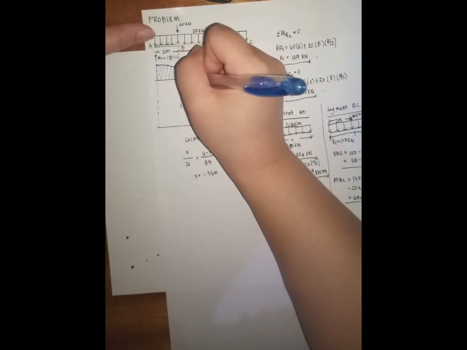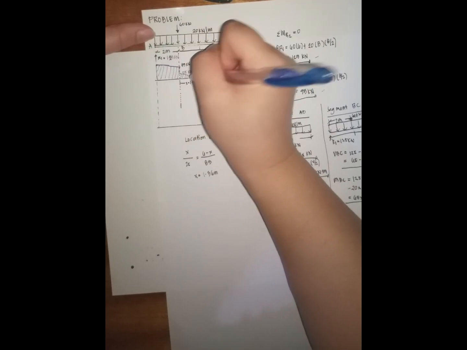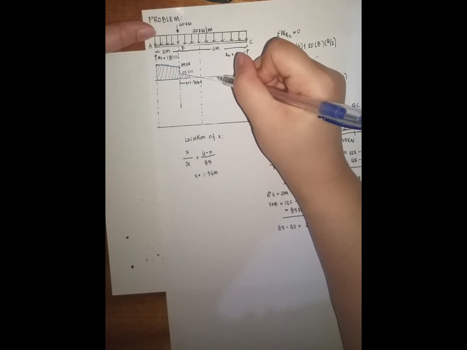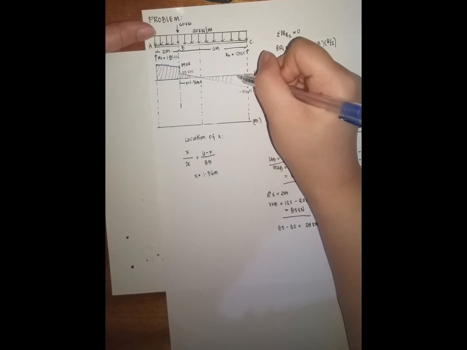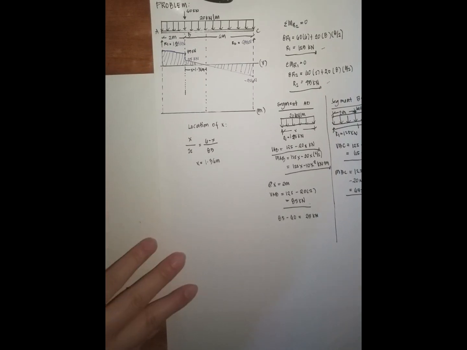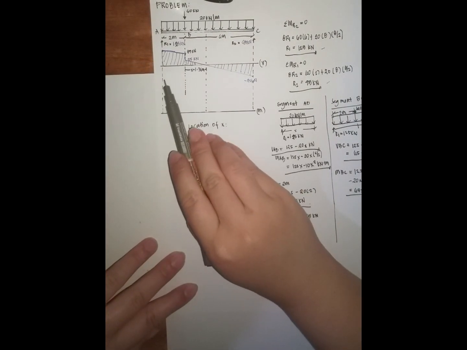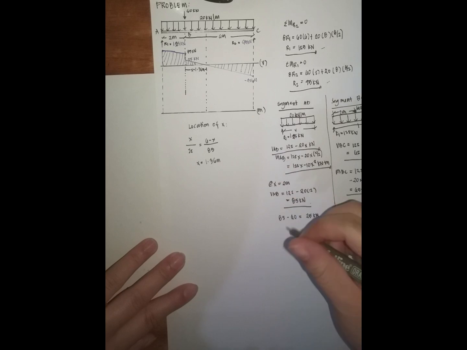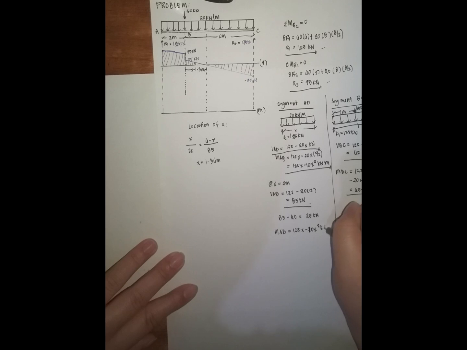So we had already our shear diagram. Okay, so next we're going to have our moment. So moment along AB. So we have here the MAB is equals to 125x minus 10x squared kN·m.